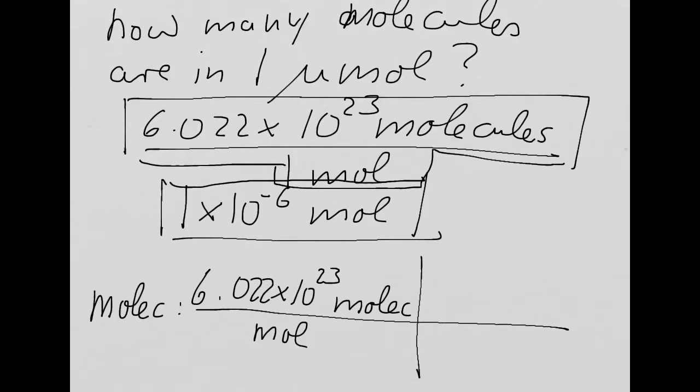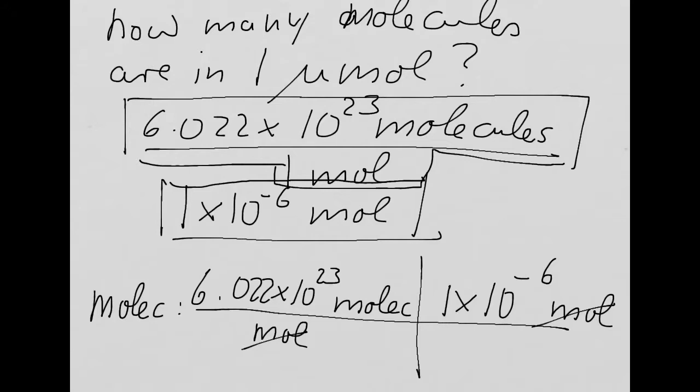So we would have 1 times 10 to the minus 6 mole. You see what I've done? Mole is now up here, and it cancels out this mole down here. And indeed, it cancels out. So what have I got left? Molecule. I've got molecule left, and that is exactly what I wanted. I want molecule left. Yay!